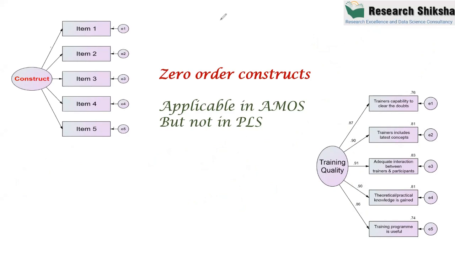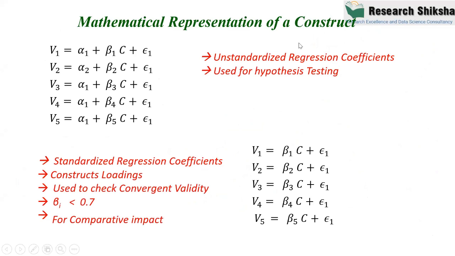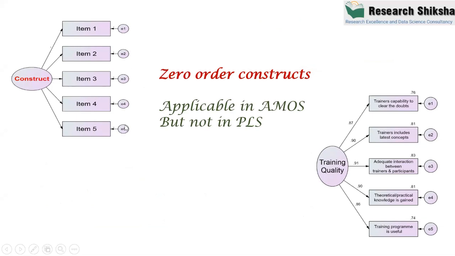Okay, now let's move from here. This is the mathematical representation of the construct, and we should know some of the mathematics because it will help you in explaining the results. Basically, in a construct, the variables or the items are represented by these equations. Here the variable is the item and C is the construct. Suppose this is my item 1 and this is my construct.